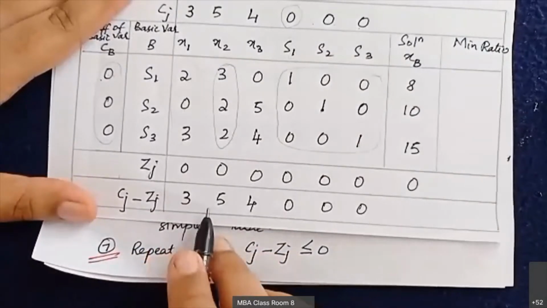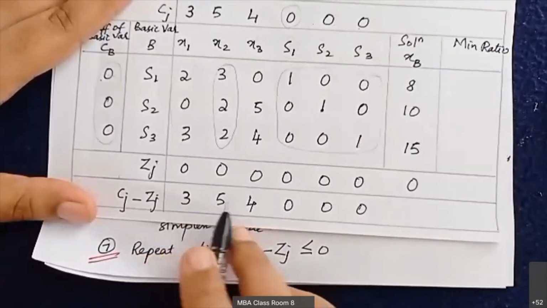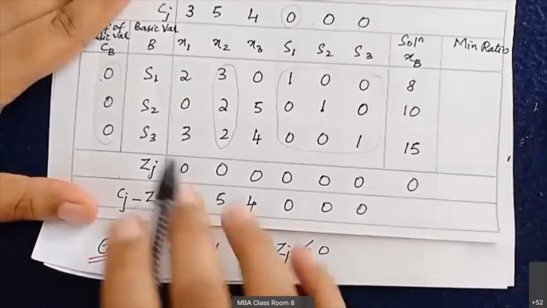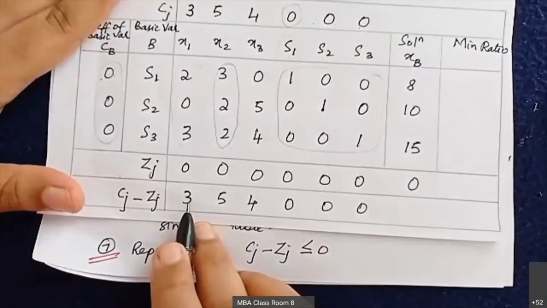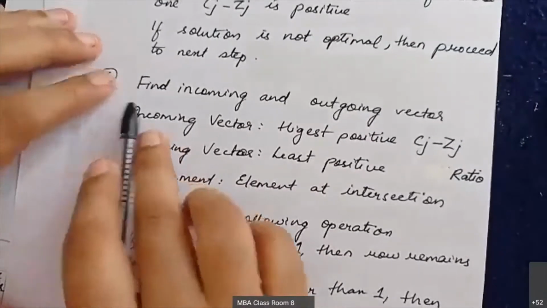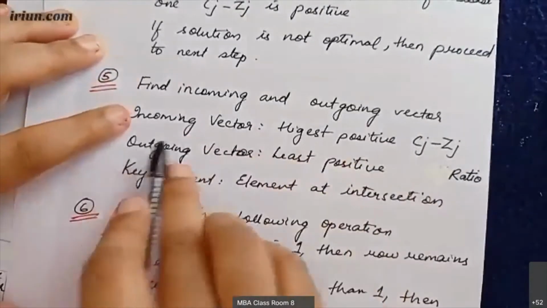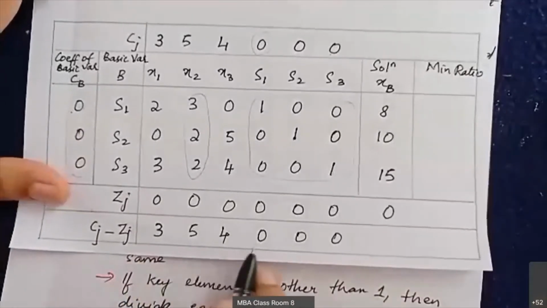3, 5, 4: we have greater than 0 values. We should not get any greater than 0 value. Either it should be 0 or a negative number. Only then can we say this is the final table. But in our case, we have not reached the optimality condition. So we'll go to step number 5: find incoming and outgoing vector. The incoming vector is the highest positive Cj minus Zj. Which is the highest positive Cj minus Zj value in this? Highest positive value.